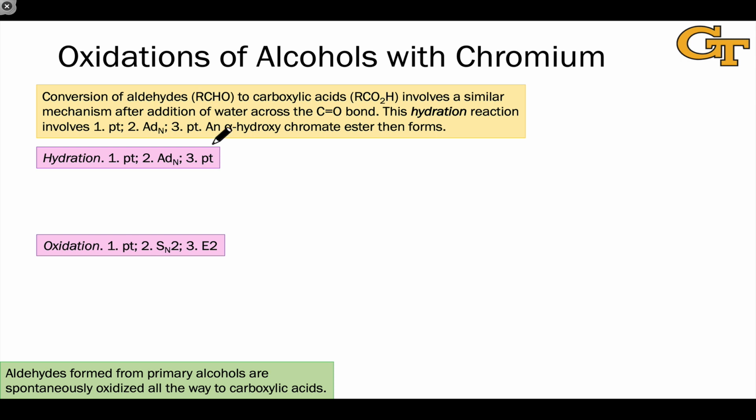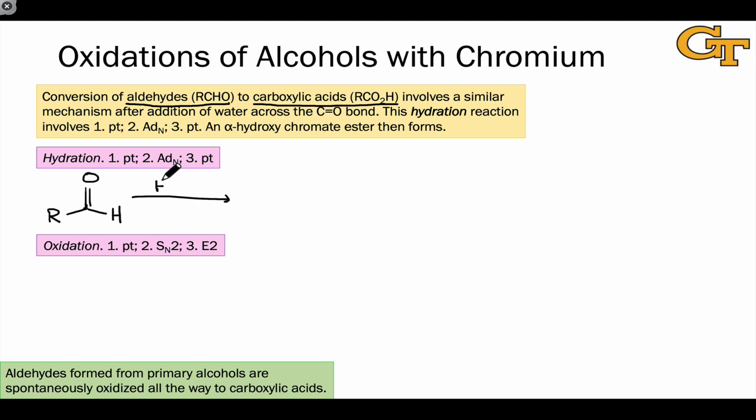Now, under strong oxidizing conditions such as those involving chromium, aldehydes are oxidized spontaneously to carboxylic acids. And the mechanism of this oxidation is similar to the one we just saw, except that it's preceded by a nucleophilic addition. We actually saw this in the general video on oxidations, that nucleophilic addition often accompanies these kinds of substitution type oxidations of carbonyl compounds.